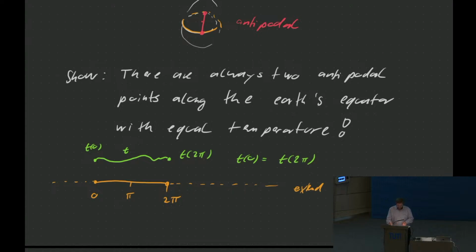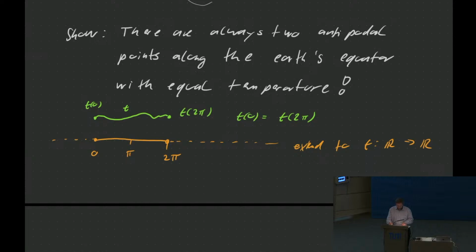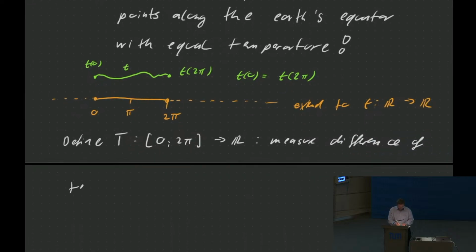So to make this a little easier to handle, we define a new function that measures the temperature difference of two antipodal points. And again, we'll define that along the equator to R, and that is meant to measure the difference of temperatures at a point X and its antipodal point.